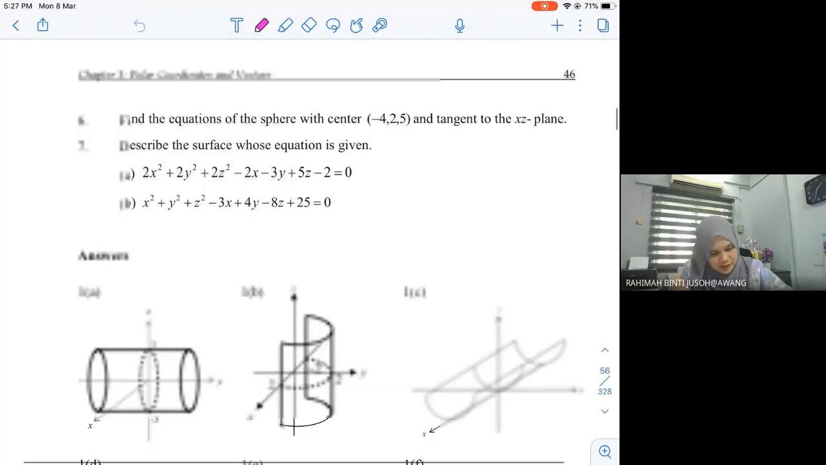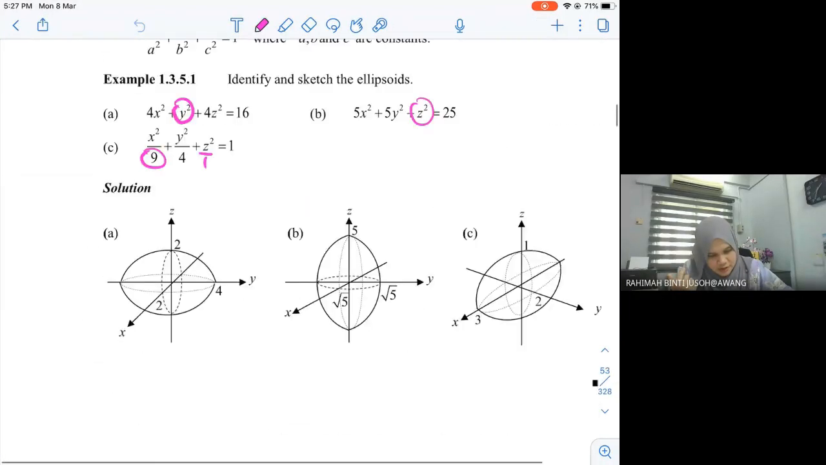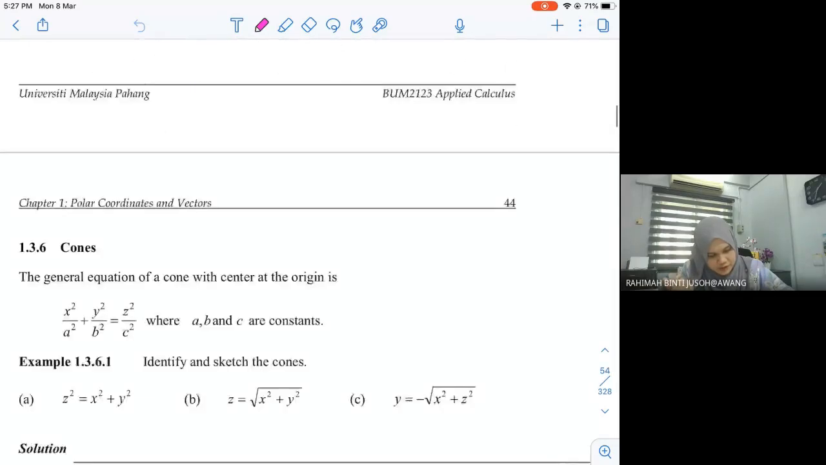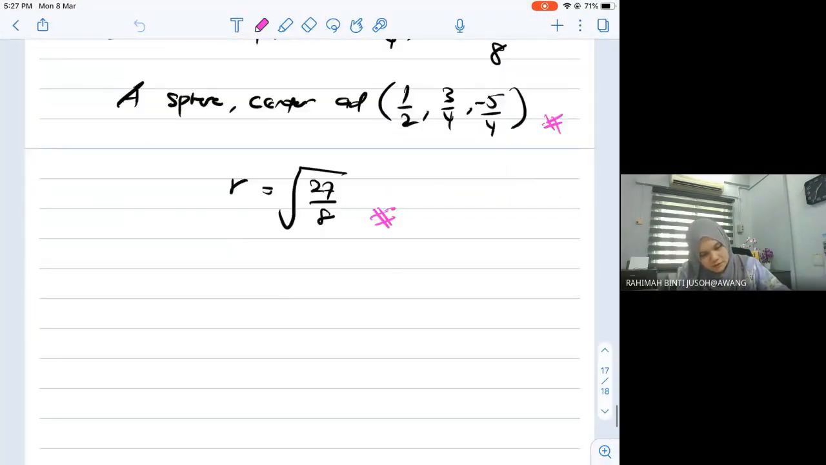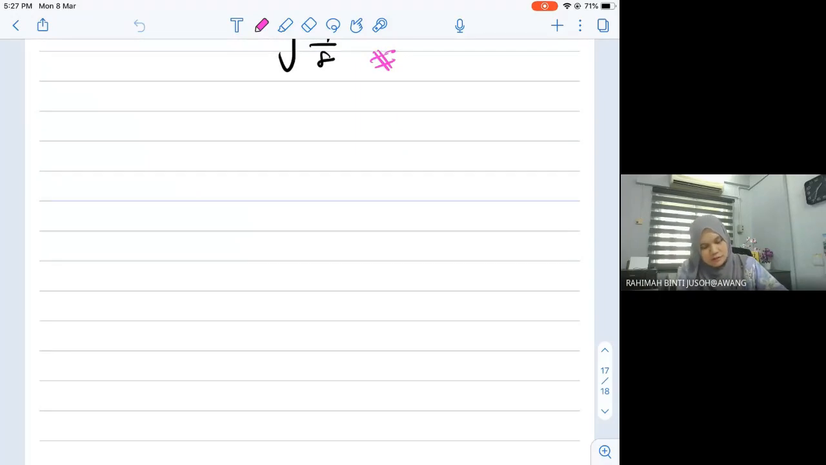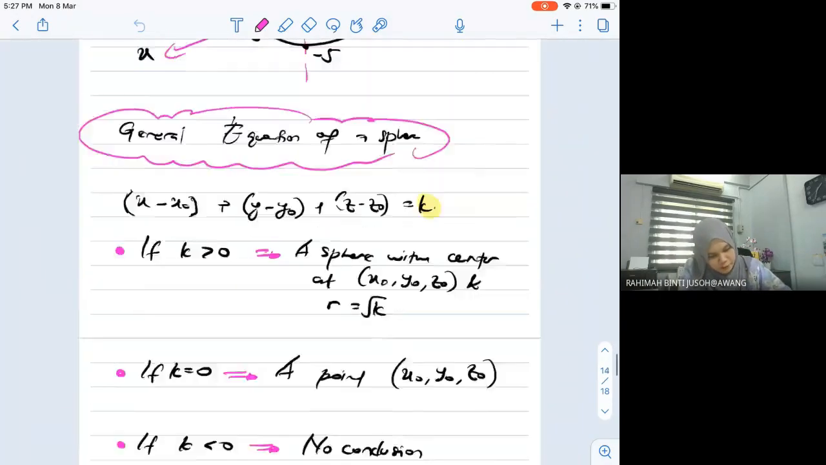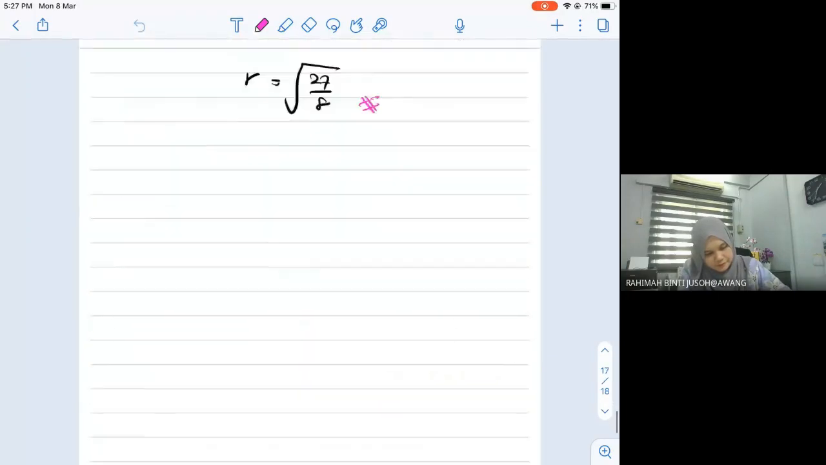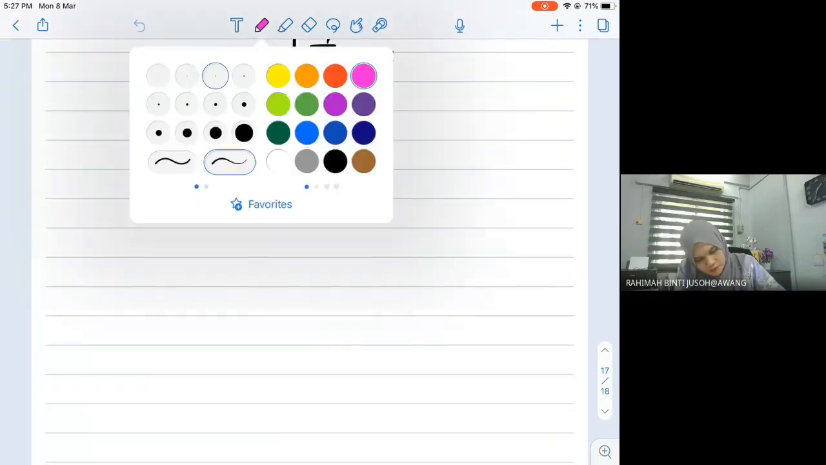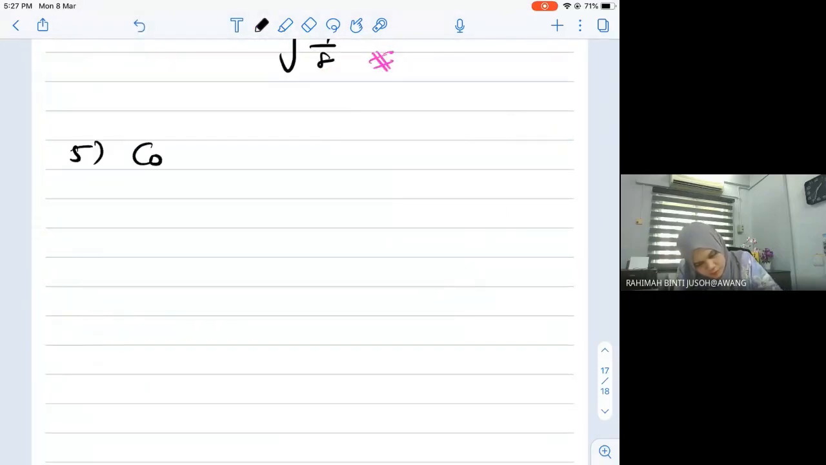Next. Dah habis dah ni. Last shape saya rasa. Ellipsoid dah cover. Okay, cones. Right, cones. Cones number 5. Tadi nombor berapa? Number 5, yes. Okay, cones. I give you 2 equations for cones.